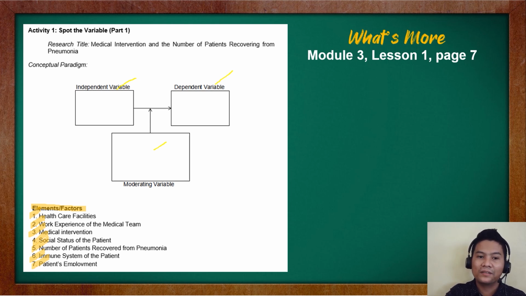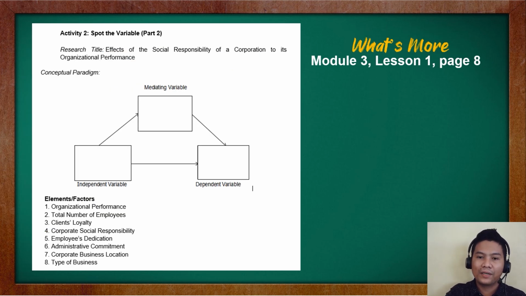But always remember to identify first which among these elements or factors are independent variables and which are dependent variables, and which are the moderating variables. So the title is Medical Intervention and the Number of Patients Recovering from Pneumonia. So you have two activities to answer in lesson 1, page 7 and 8.